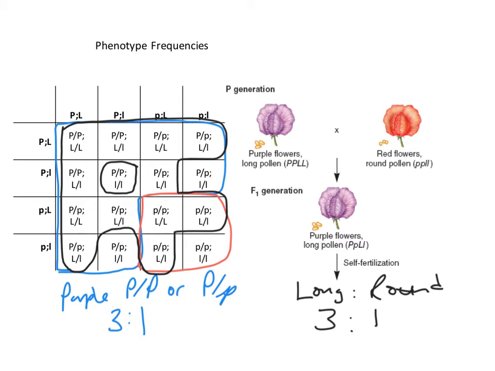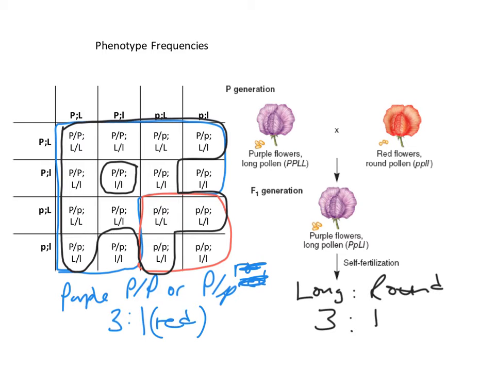But we're talking about 2 different traits. So what have we not done yet? What's the point of doing a dihybrid cross? We're trying to combine 2 types of traits together. So now, red. 3 purple to every 1 red. So how many purple long and how many purple short? And how many red long pollen and how many red round pollen, short round? What's the relative frequencies of those?